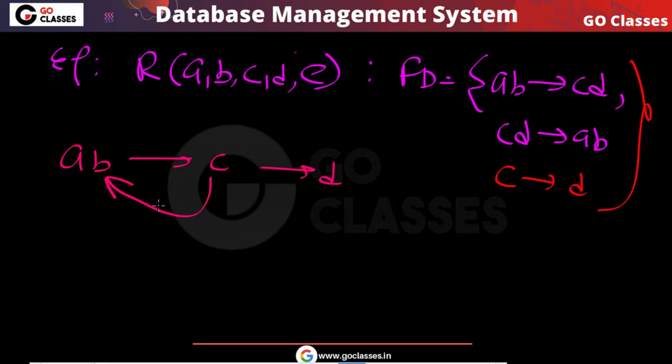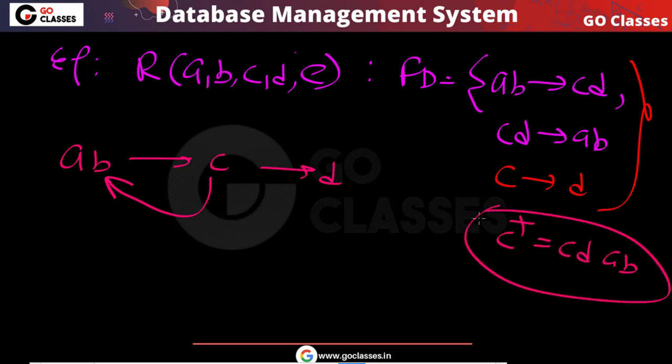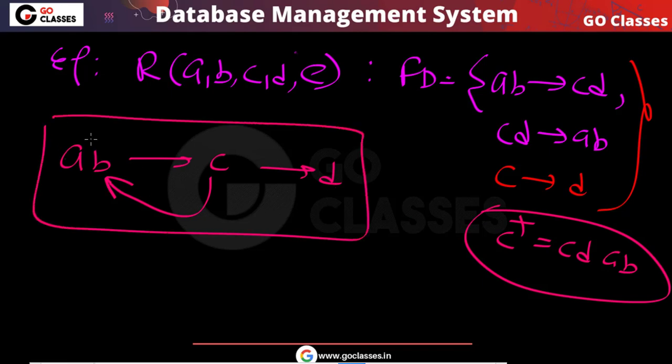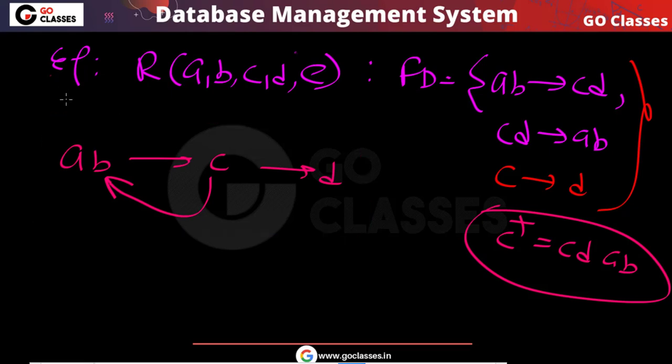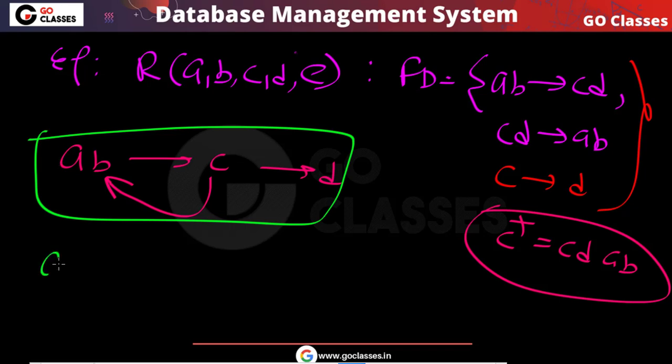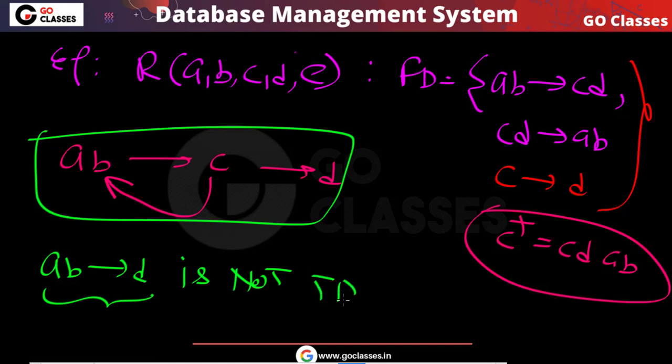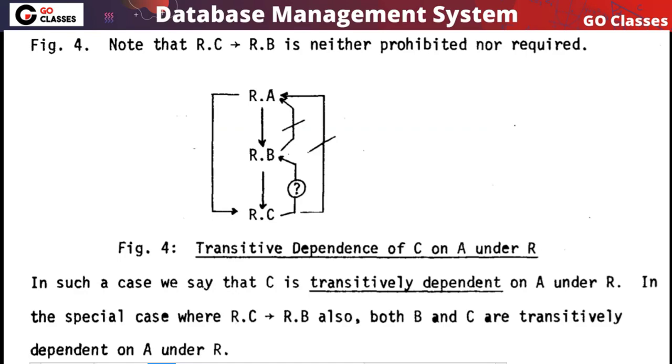See, here there is no transitive dependency, because C also determines AB. What is C plus? C plus is CDAB, so C can determine AB. So you cannot take C; you have to take something else. Whatever you take, AB determines D is not a transitive dependency. So this is the concept. The concept is very simple, and I hope it is clear to you.